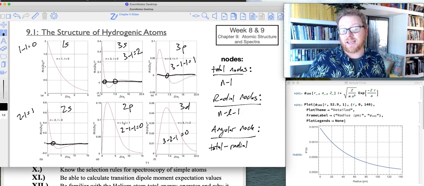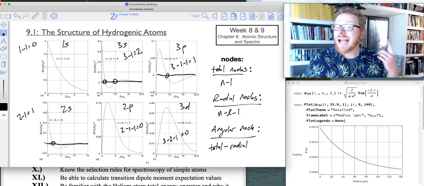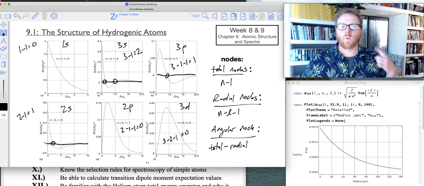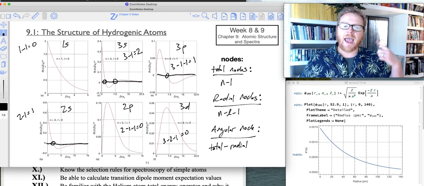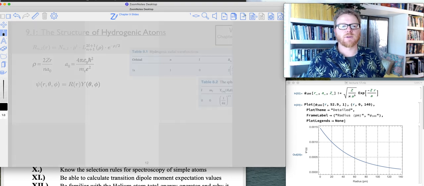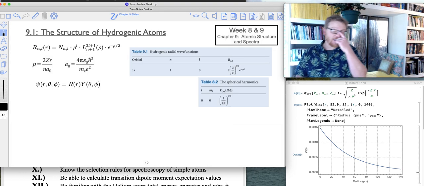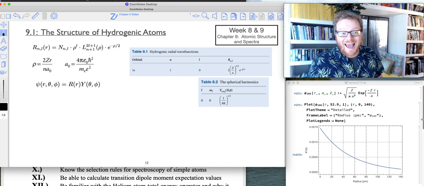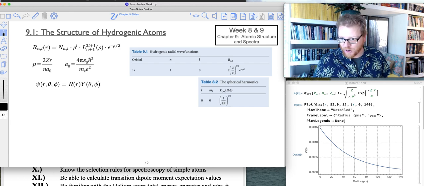So that means 2p only has 1 angular node. 3p is going to have 1 angular node and 1 radial node, etc. Okay, so let's keep moving forward with that. And now let's put together our full 1s wave function.